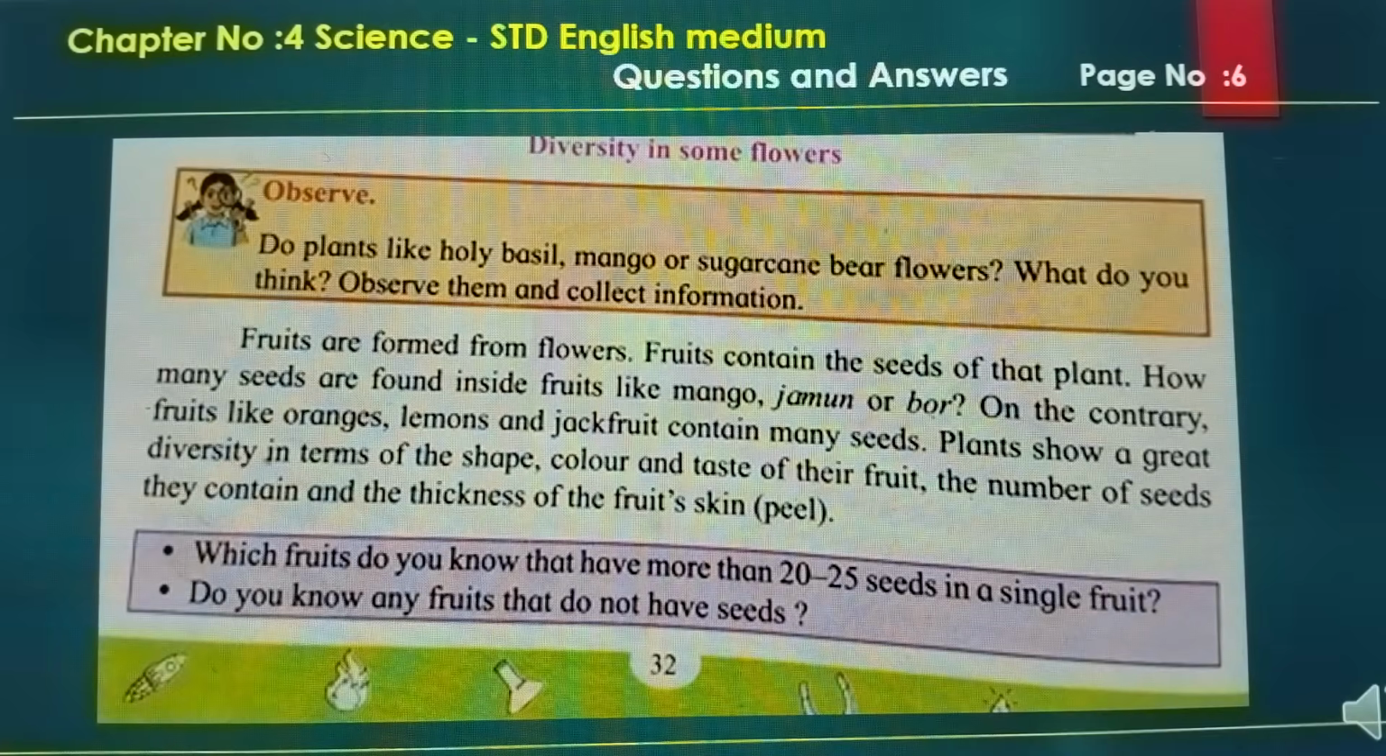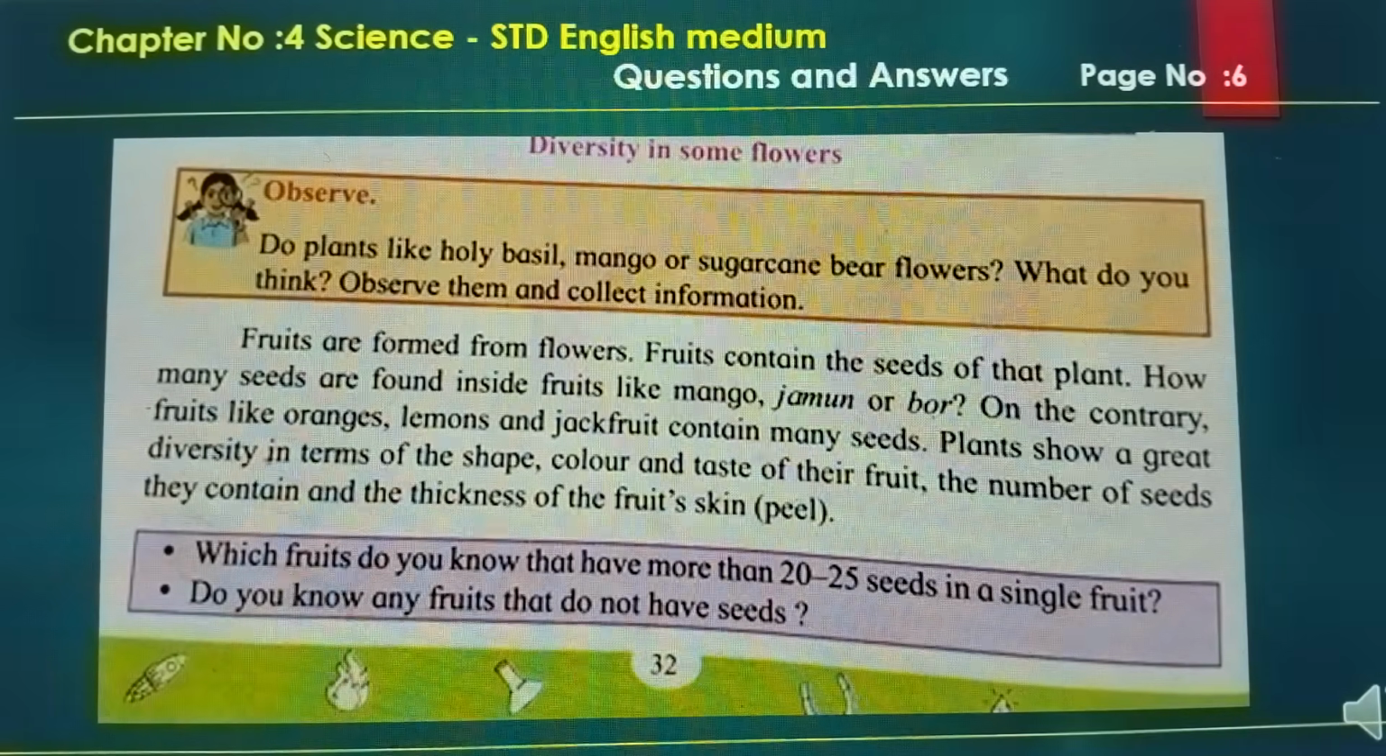Fruits are found from flowers. Fruits contain the seeds of that plant. So how many seeds are found inside fruits like mango, jamun or boar? On the contrary, fruits like orange, lemon and jackfruit contain many seeds. Plants show a great diversity in terms of the shapes, color and taste of their fruits, the number of seeds they contain and the thickness of the fruit's skin or peel.